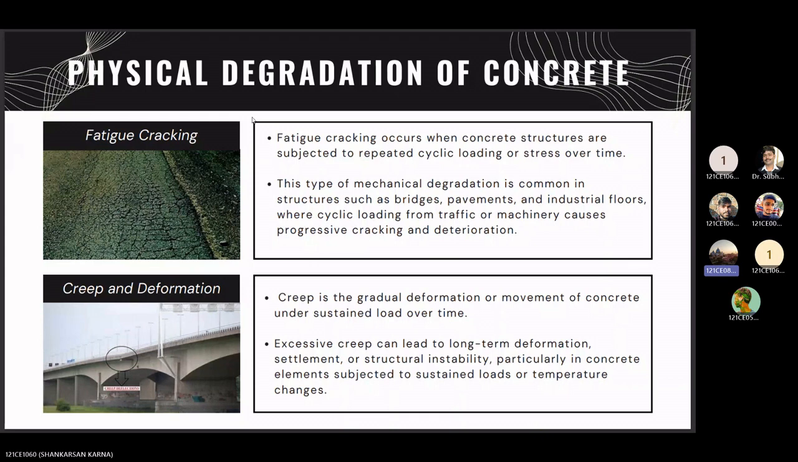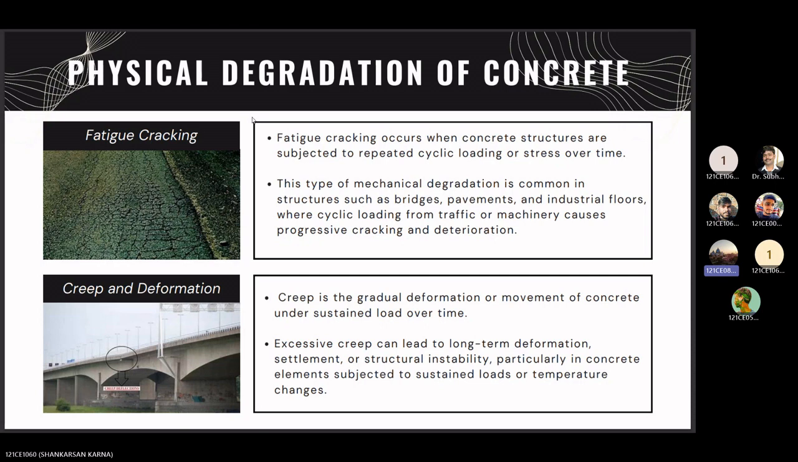Next one is fatigue cracking. Fatigue is the progressive damage due to propagation of cracks and is considered to be the primary cause of structural failure in concrete pavement. This type of mechanical degradation is common in structures such as bridges, pavements, and industrial floors, where cyclic loading from traffic or machinery causes progressive cracking and deterioration.